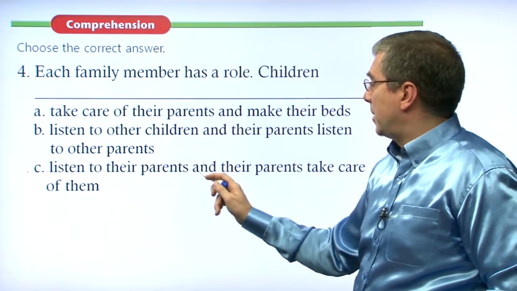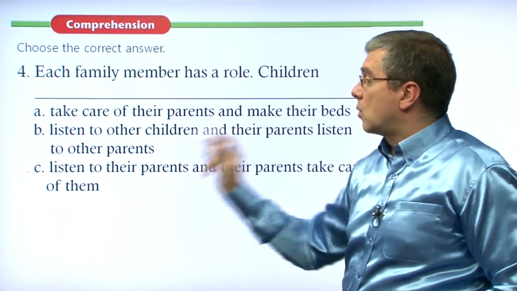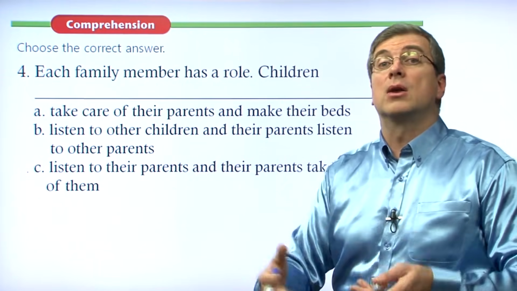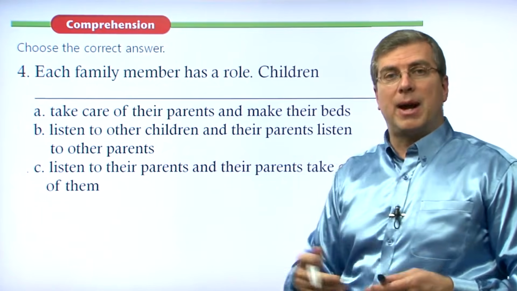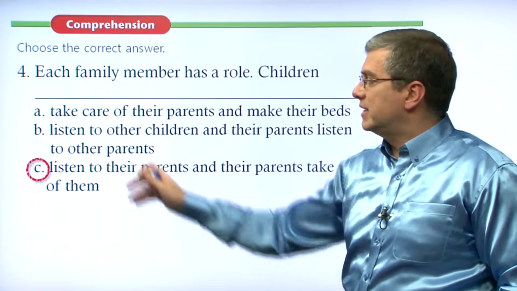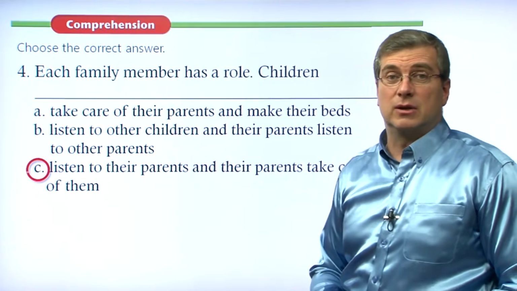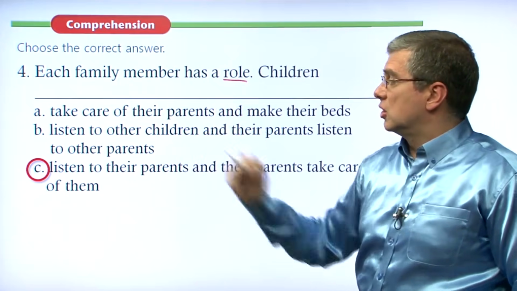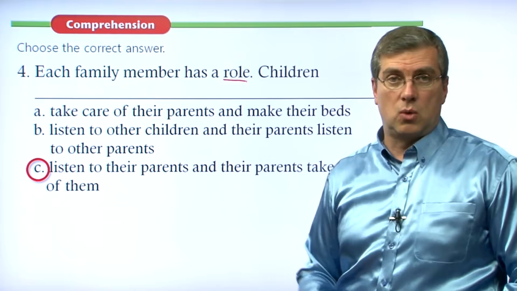Children listen to their parents, and their parents take care of them. That sounds right. Children's role is to listen to their parents. That's true. Children should listen to their parents and follow their parents' advice and rules. And parents take care of them. They care for them. They help them. They assist them. So C is our best answer. A and B sound a little strange, right? C is our best answer because these are the roles of a family. Children listen to their parents and their parents take care of the children. Those are the different roles.